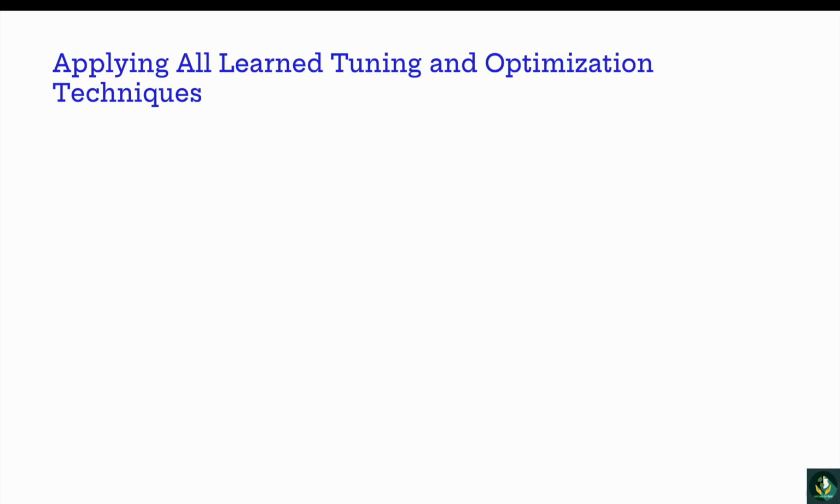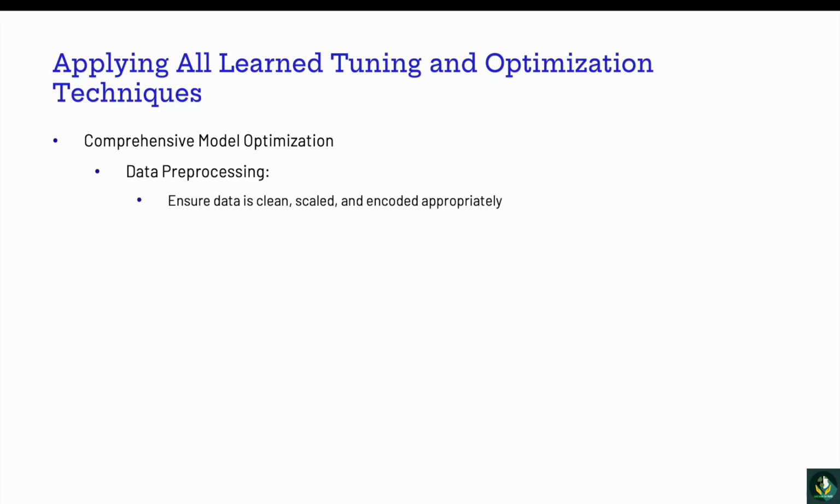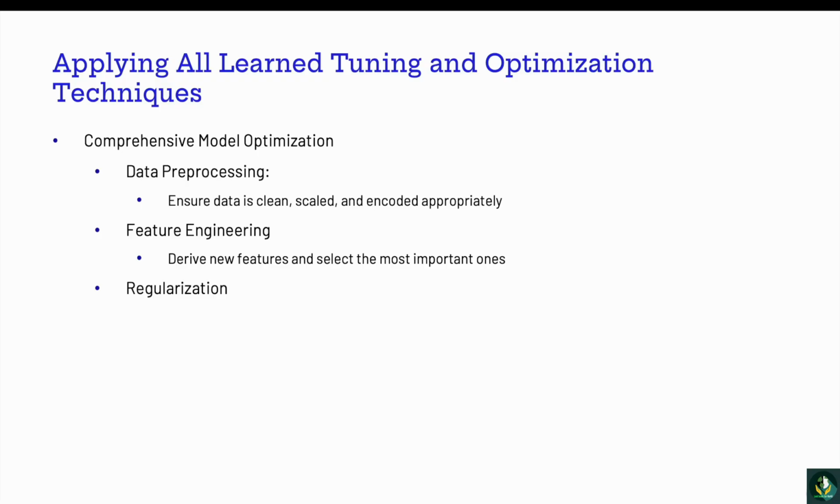So let's look at the comprehensive list of model optimization. We have data preprocessing, where we ensure data is clean, scaled, and encoded appropriately. Then we do feature engineering, which is derive new features and select the most important ones. Then we follow regularization, where we avoid overfitting by penalizing complex models.